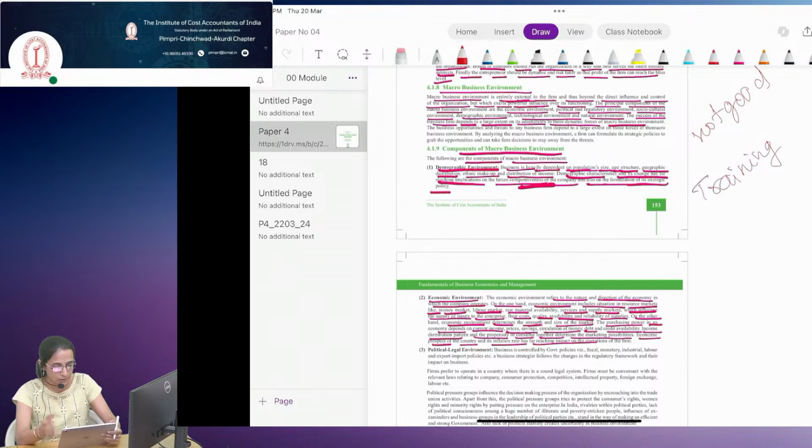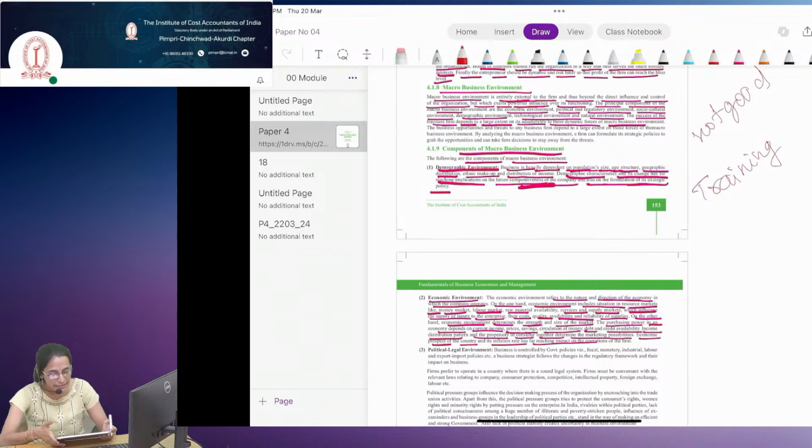First, these macroeconomic business environments are beyond the control of the organization. So first is demographic environment. What is demographic environment? Demographic environment refers to the population size of the country, the distribution of income in that country, and the tastes and preferences of the people in that country. So this is the demographic environment.